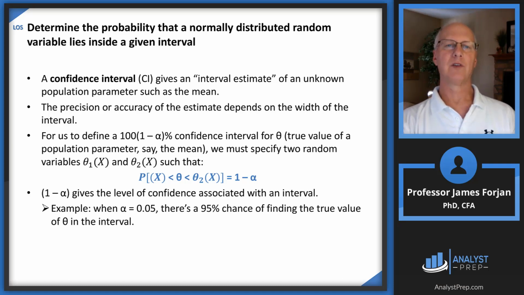The next LOS asks us to determine the probability that a normally distributed random variable lies inside a given interval. So this is what we're going to do. We're going to calculate something called a confidence interval. It's really just an interval. We call it a confidence interval because we're trying to determine with some degree of confidence. Like, let's take a treasury bond yield for a real simple example. Suppose that yield is 2%. A confidence interval around that 2% is going to be 2% because it's a default risk-free security, meaning that you know that you're going to get 2%.